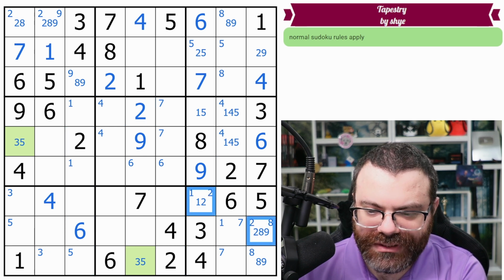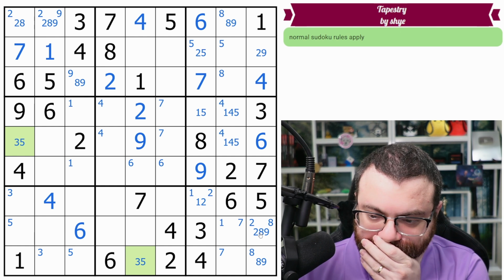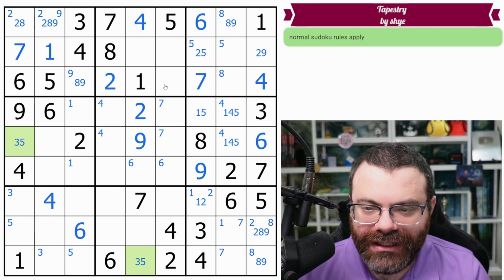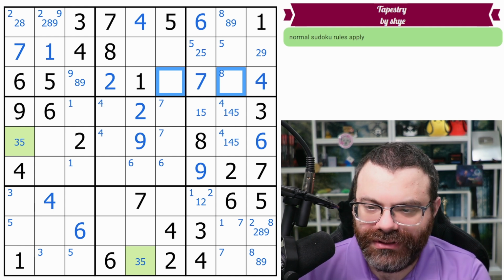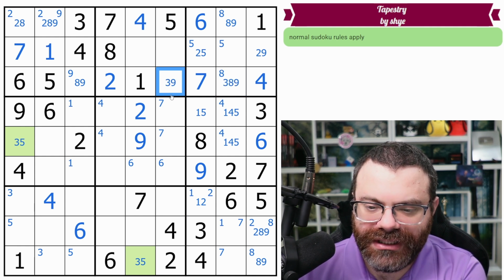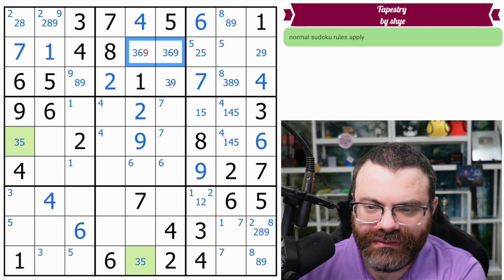Two's in one of these two in this box. This box seems really limited. What else did we need here? 3, 8, 9. Okay. It's not an 8. In fact, in this box, we need a 3, 6, 9. And the 6 is up here.